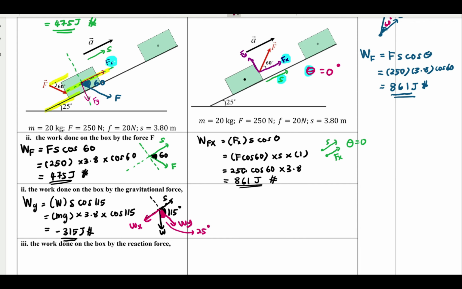Okay. So, antara WX dan WY, kita kena pilih siapa? Siapa yang parallel dengan S? Sama ada parallel same direction or opposite direction. Okay, dah tentulah WX. Okay. It is 180 degree. Here. Sebab apa? Sebab S ke sini, WX ke sini. So, 180 degree.